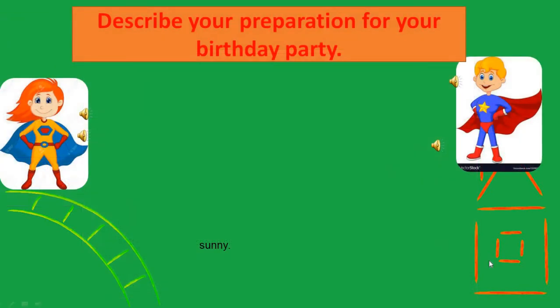Now we have our superheroes, and they have birthday parties too. So let's listen about their preparation for their birthday parties.